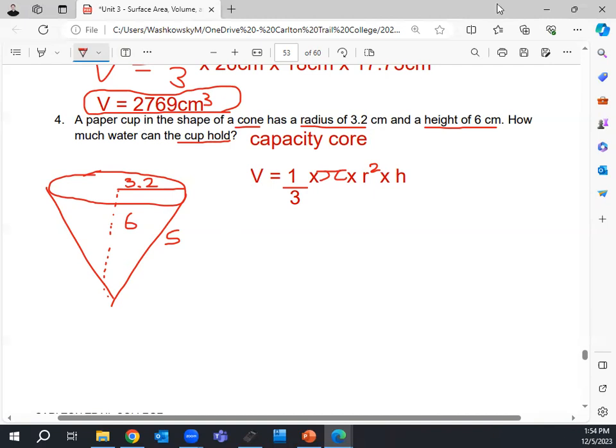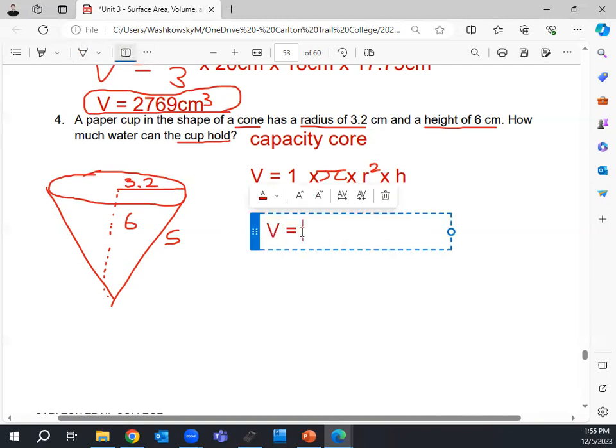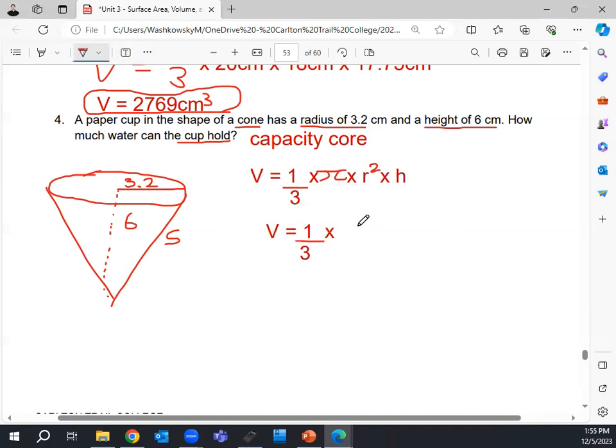Okay, so I have my formula. Now I have to do is plug it in. I can see I have a radius. I can see I have the height. So I have all the steps I need here to do this. So I'm just going to quickly rewrite that, but with everything that I know put in. So it's still the 1/3. It's still a pi.